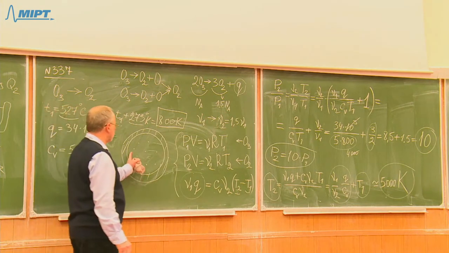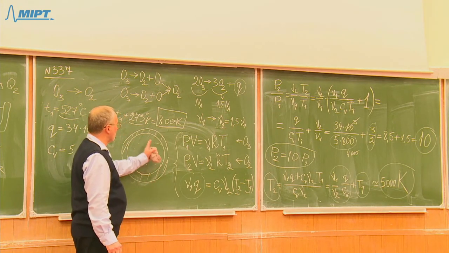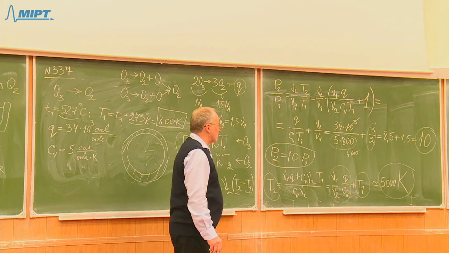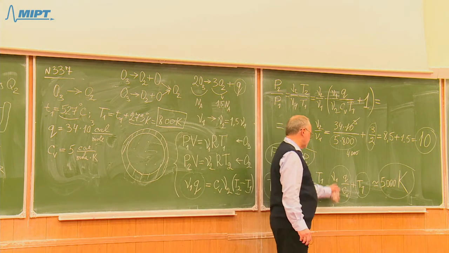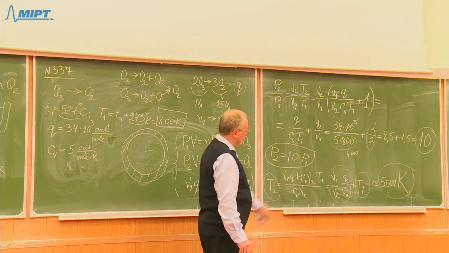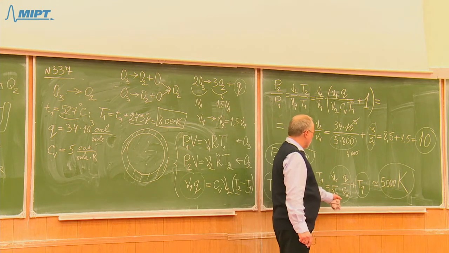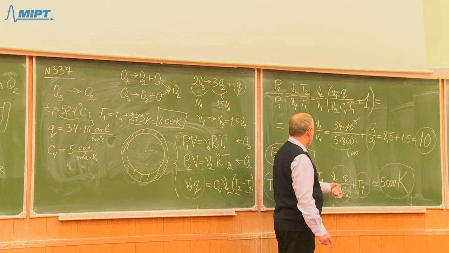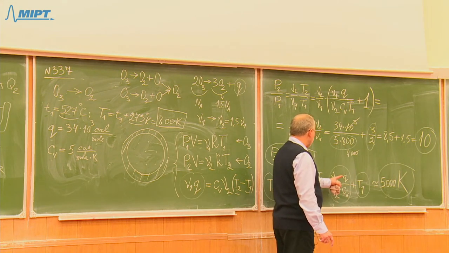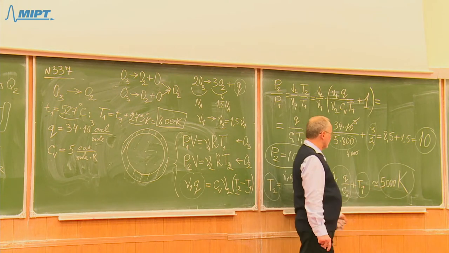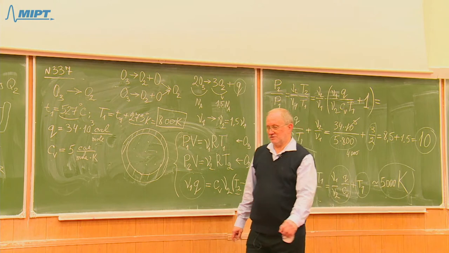So the final state of this gas will be oxygen, and the final temperature is found to be about 5,000 kelvins. I don't calculate it exactly, I just estimate by the order of magnitude: 34,000 divided by 5 is about 5,000, multiplied by 2 over 3, and plus 800. Yes, that is about 5,000.